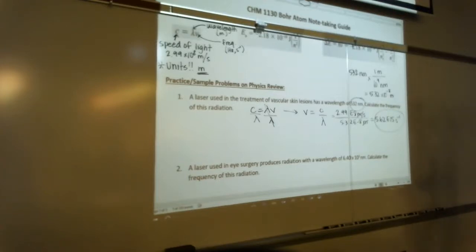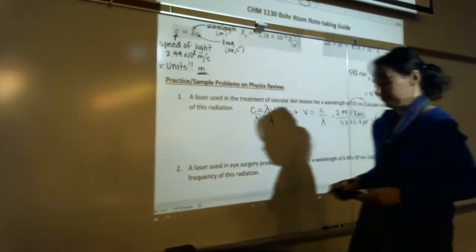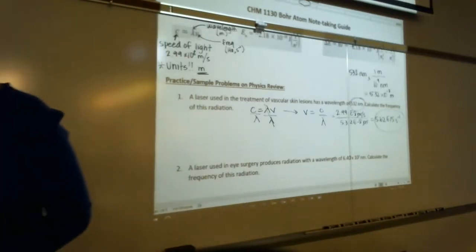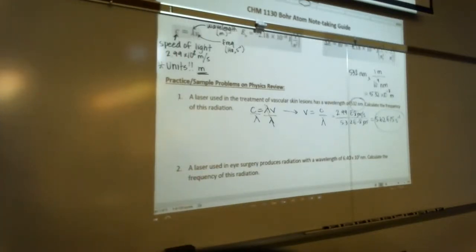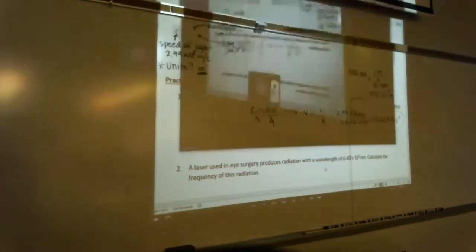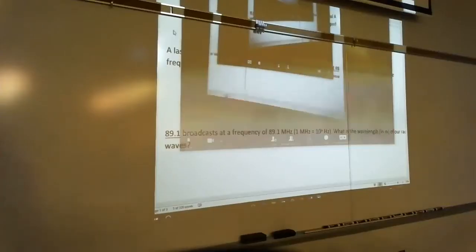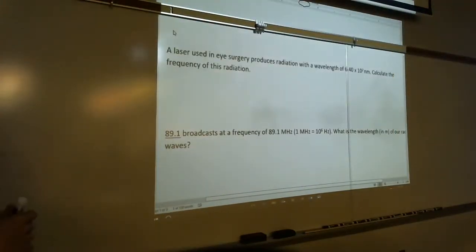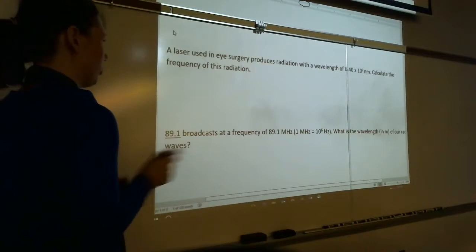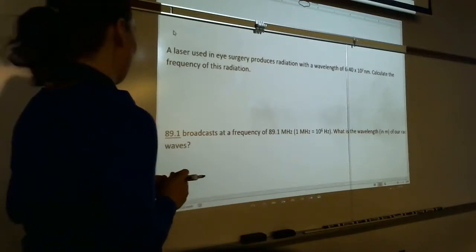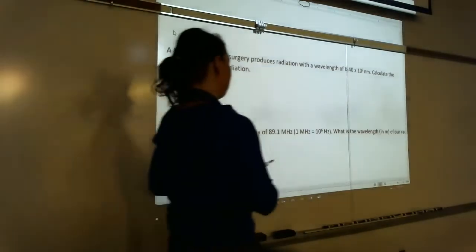All right, I'm going to pause the recording and let you try the next one. A laser used in eye surgery produces radiation with a wavelength of 6.4 times 10 to the 2nd nanometers. Calculate the frequency of this radiation. I'll pause the video and give you a chance to try that. All right, let's go over this one. So, I just made these numbers up, by the way. I don't actually know if that's the kind of laser used in eye surgery. I'm just making it up.